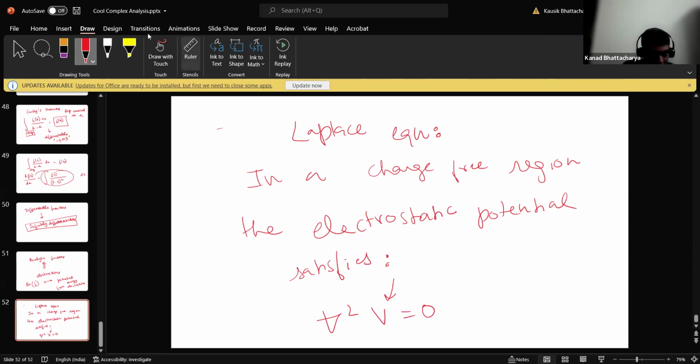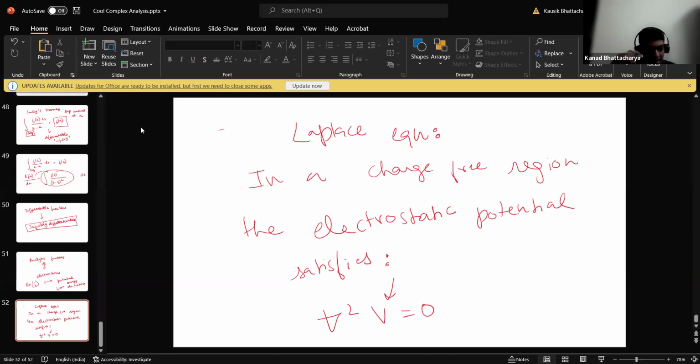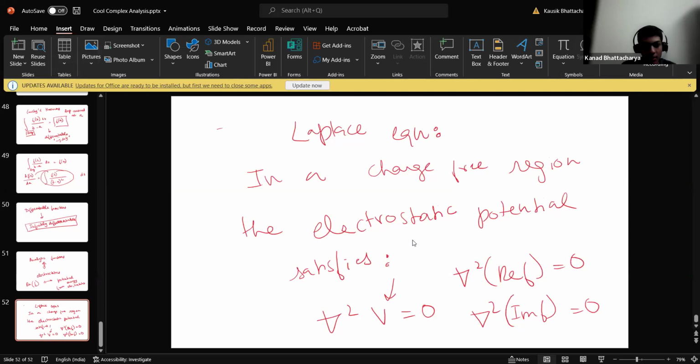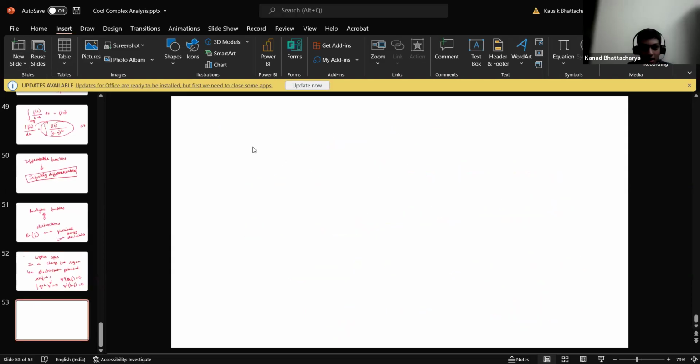And here's the interesting thing. The same property is satisfied by the real part and the imaginary part of a complex variable function. And how do you prove this? Those who don't know what this del square means, I'll just clarify in a moment. Del square is basically this operator. So del square V basically means this expression right here.